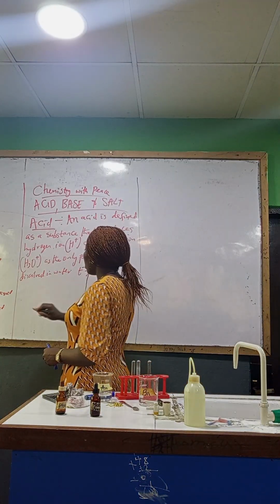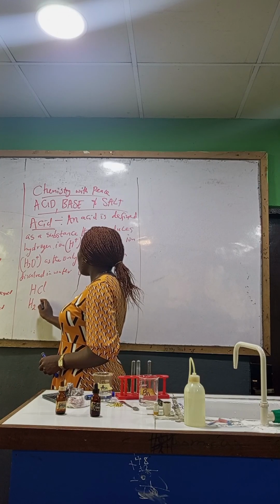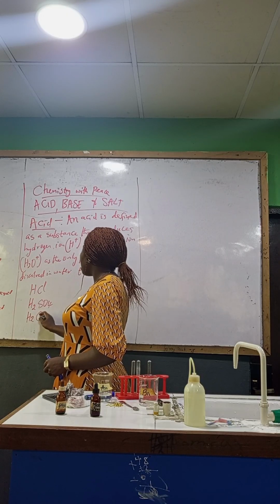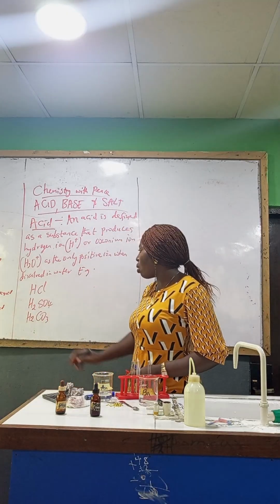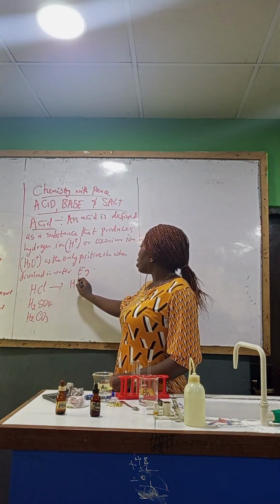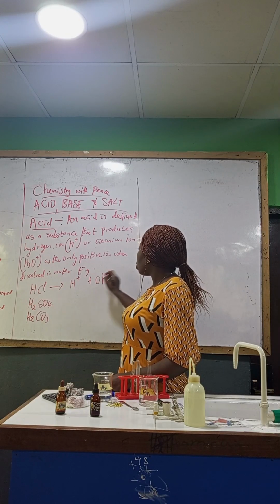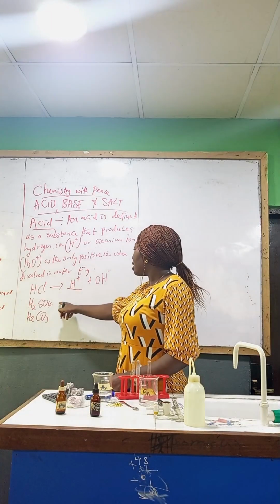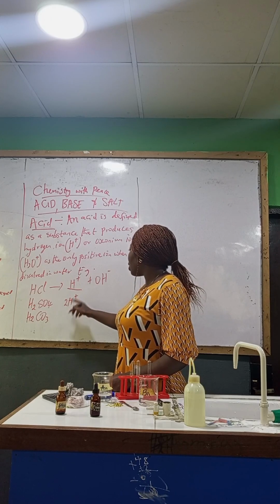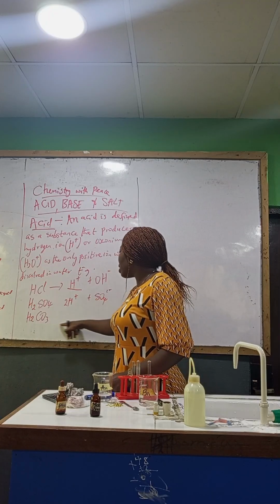Examples. We have hydrochloric acid, we have tetraoxosulfuric acid, we have trioxocarbonate(IV) acid and other ones. This hydrochloric acid, when it is dissolved in water, produces hydrogen ion as the only positive ion. So this is the only positive ion there. The same thing with sulfuric acid. It produces hydrogen ion as the only positive ion when dissolved in water. The same thing with this.